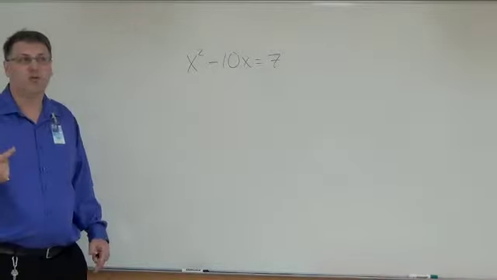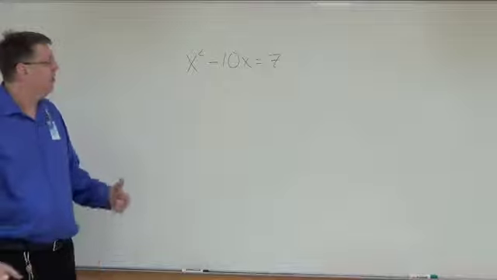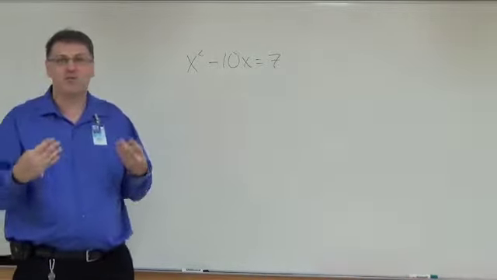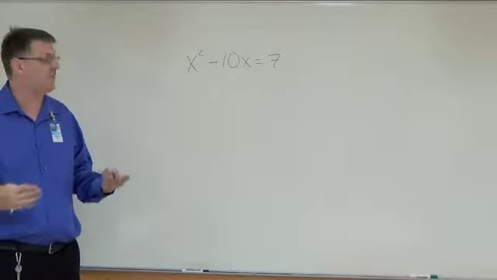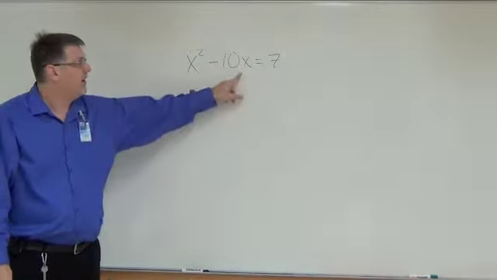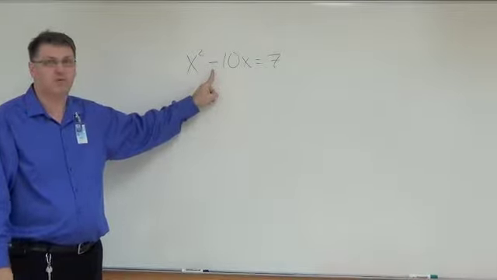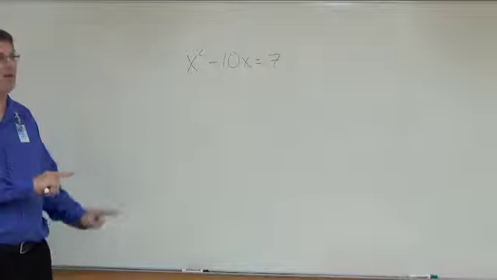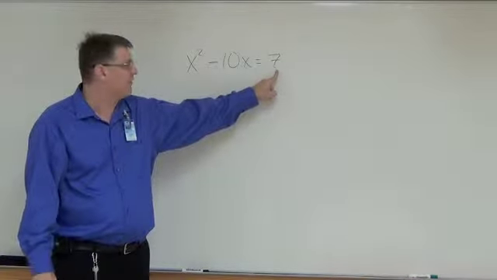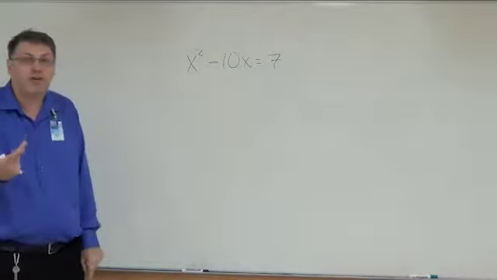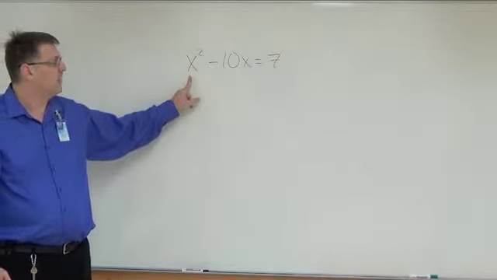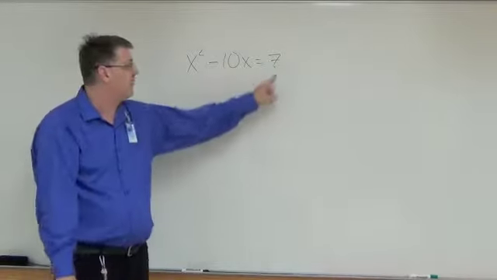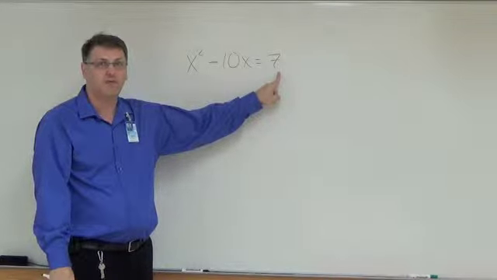The first thing you want to do is group all your like variables together. This one only has one variable, so this is easy to see. It only has an x. We have an x squared and a 10x, and we have a subtraction in between. If in the original problem it does not have an x on it, you need to put it on the other side of the equal sign, like the 7 is. If you're given an equation such as x squared minus 10x minus 7, then you need to add 7 and bring it onto the other side of the equation.